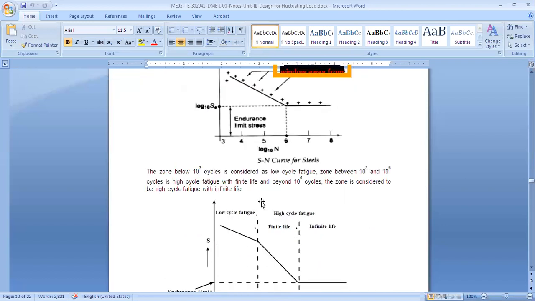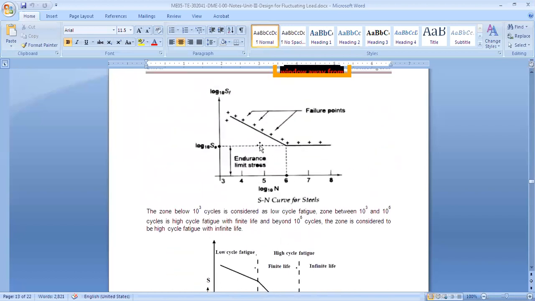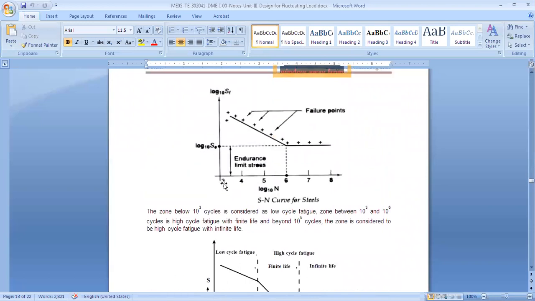And then there is also what is called low cycle fatigue. Now, if we see this, we started with 10 raised to 3 because if your sample does not survive even 1,000 cycles, then it is called low cycle fatigue. That means the stress is very high. It will not even survive 10 raised to 3, and that's why we start with 3. So the basic thing is that it should at least survive for 1,000.